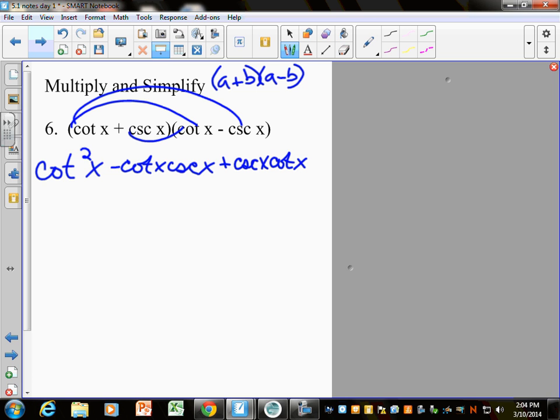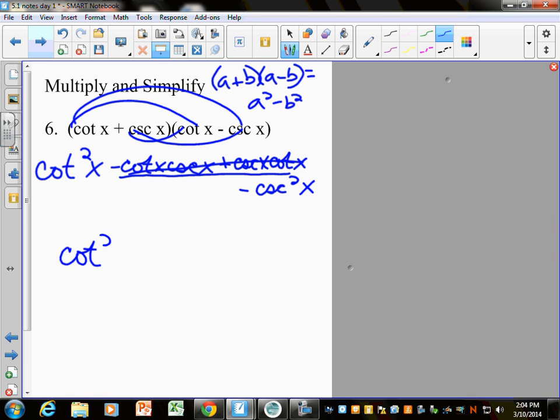The idea is if you have the same thing except for a minus in the middle of one of them, these middle two terms should always cancel out. A plus b times a minus b will always be a squared minus b squared. That's the difference of two squares, which means if you notice that, do that part. And then cosecant times negative cosecant is negative cosecant squared x. And so when I multiply that together, I get cotangent squared x minus cosecant squared x.